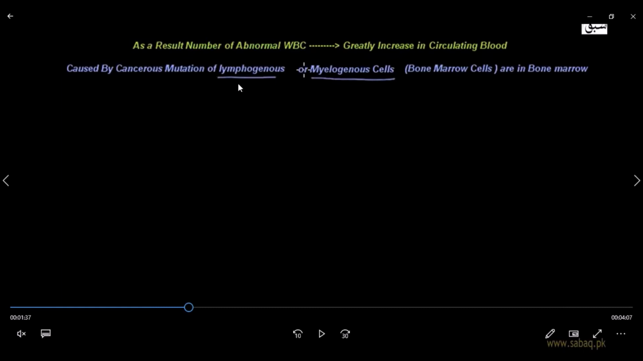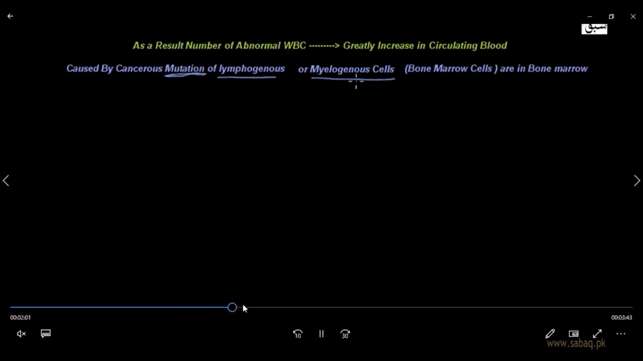One type of your white blood cells. So it could be because of your cancerous mutation. Cancerous mutation means abnormal growth, means your genes are getting information to produce those WBCs without any infection. So this means that there is some abnormality in the patient's blood. This is why it produces a large amount of WBCs, and hence it results in leukemia.